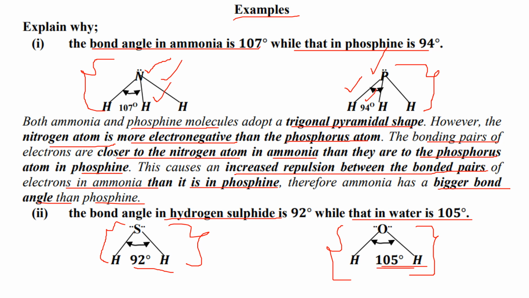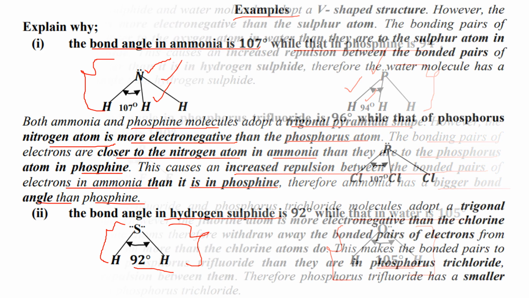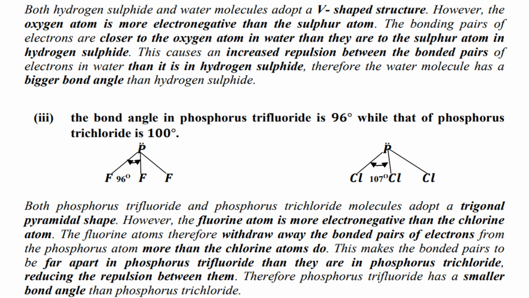So let's look at the explanation under that. We are going to say that both hydrogen sulfide and water molecules adopt the same structure, which is a V-shaped structure. That's the first statement. You have to acknowledge the structure that each of them adopts. However, the oxygen atom in water is more electronegative than the sulfur atom in hydrogen sulfide. With that being said, the bonding pairs of electrons are closer to the oxygen atom in water than they are to the sulfur atom in hydrogen sulfide.